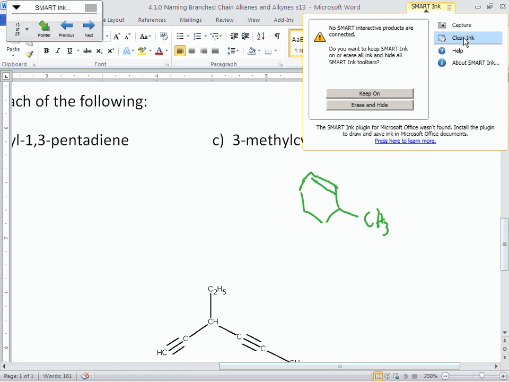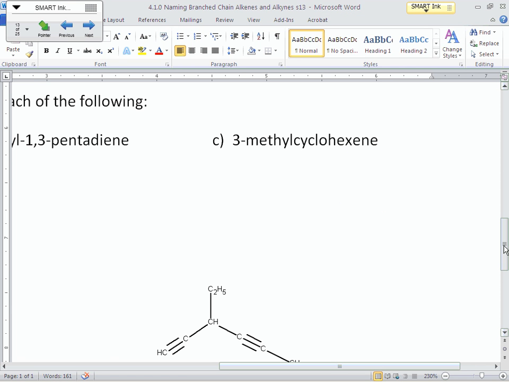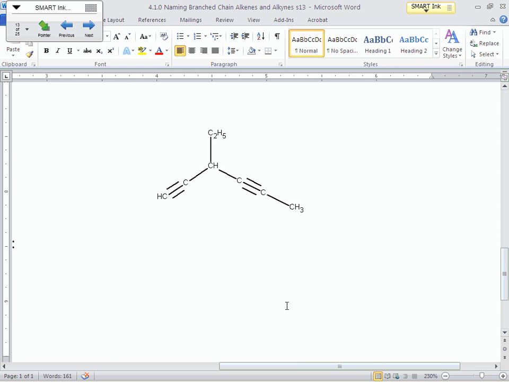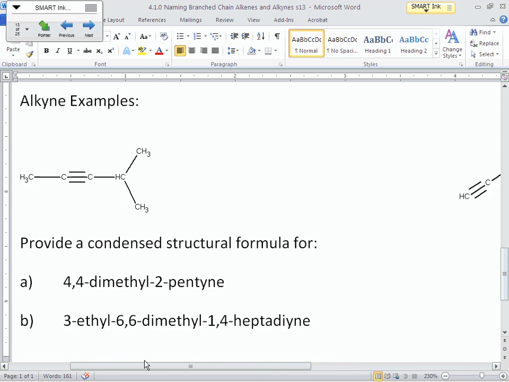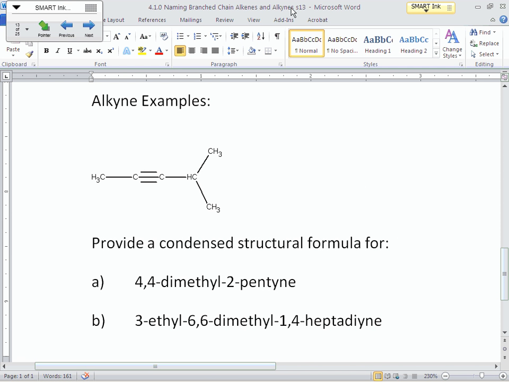Going to clear. Scream at me if it's no good. Going to move down here to some double bonds, triple bonds. I didn't leave a whole lot of room here. I think I'm going to write the name on the side here.